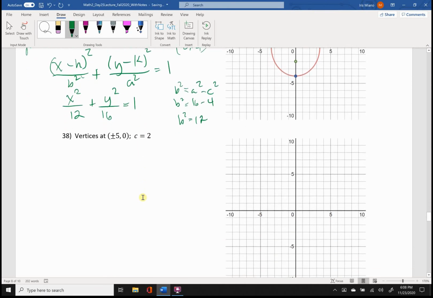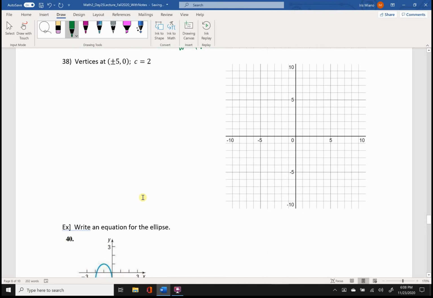Cool. Let's do this again, but this time we're given vertices at plus or minus 5 and 0, and C equals 2. So how do we use this information in order to come up with the equation of the ellipse? Again, we know that we're centered at 0, 0, because otherwise we wouldn't have this 0 value as part of our vertices. C equals 2, that's all great. Center is at 0, 0, so that's your H and K values. And because our vertices have values in the x position rather than 0, we know that we are wide, okay?